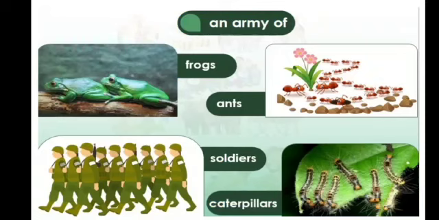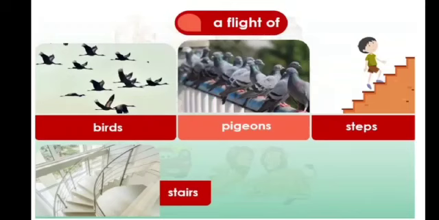For example, army. We use the collective noun with the following nouns: an army of frogs, an army of ants, an army of soldiers, and an army of caterpillars. In these sentences, we can find that the collective noun is same, that is the word army, but the nouns are different. Similarly, we use the word flight. A flight of birds, a flight of pigeons, a flight of steps, a flight of stairs. In these sentences also the collective noun is same, that is the word flight, but the nouns are different.